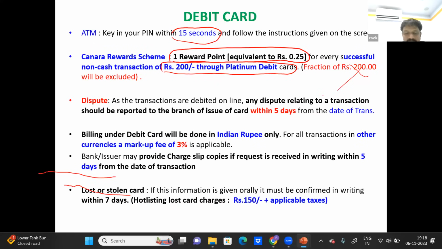Then disputes. In ATM, if anybody has disputed any transaction, it must be reported to the branch within 5 days of the date of the transaction. Any dispute the customer wants to raise, they have to do within 5 days from the date of transaction.